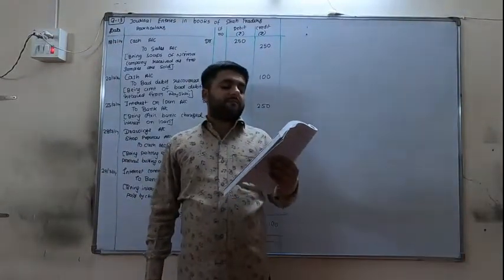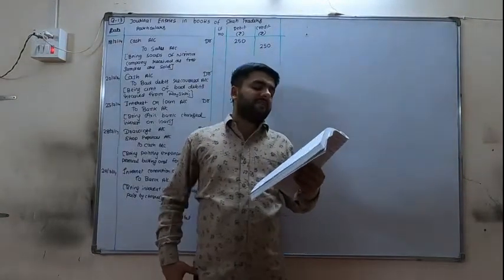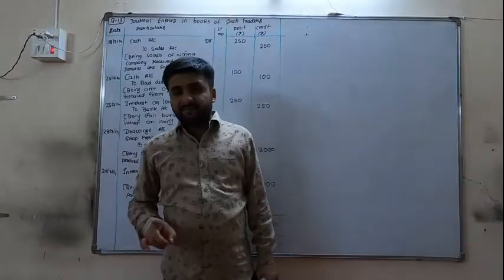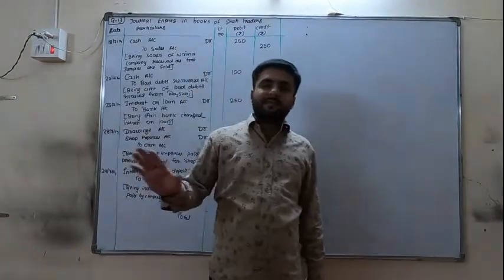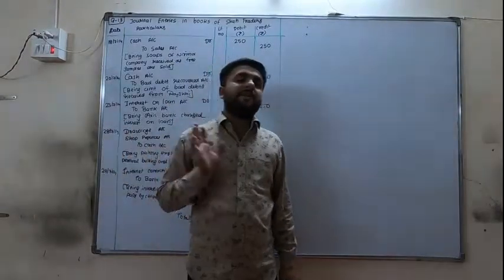A furniture of 15,000 purchased on credit from Puneet Furniture Mart. A carriage of 100 is paid in cash. Remember, whenever you are purchasing an asset and any expense is incurred, don't debit that expense, add the amount to the asset and credit only cash if you have paid it in cash.